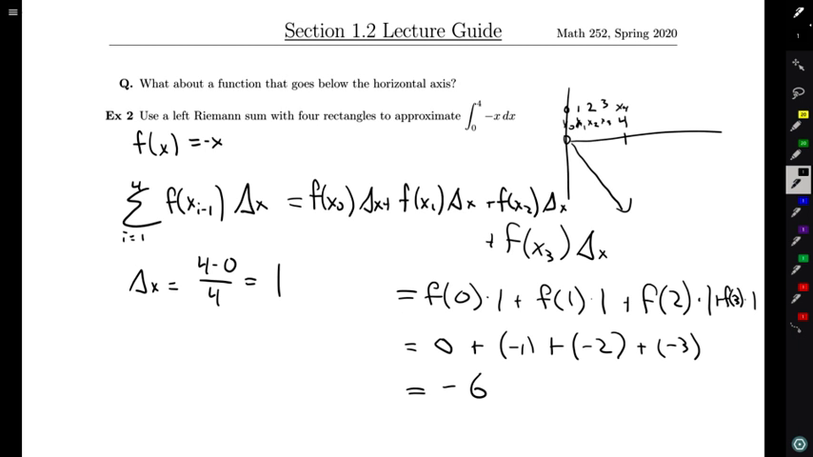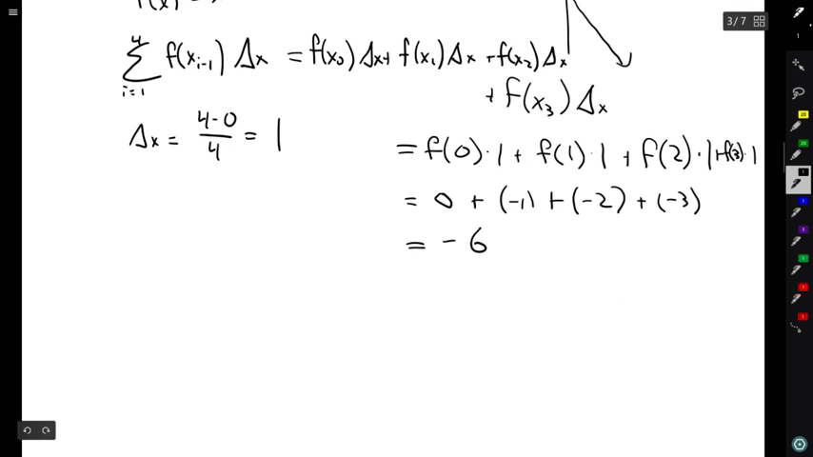So geometrically, what exactly are the rectangles that we are computing here? Well, we said our rectangles have width 1.